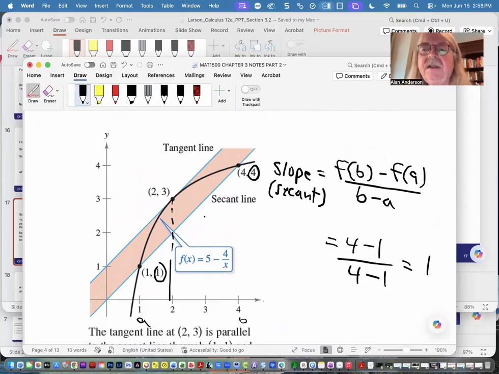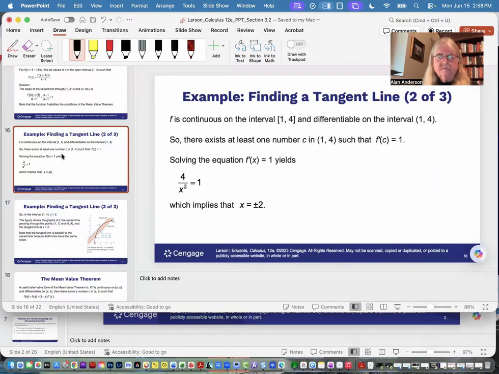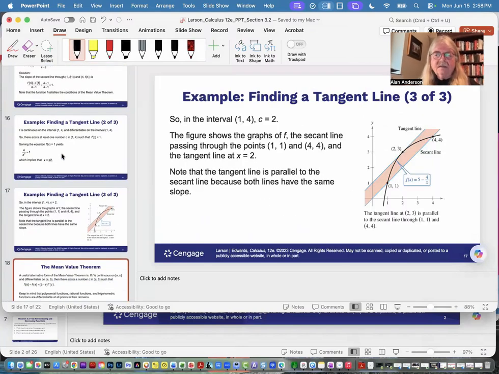We're just saying that the tangent line and the secant line, for whatever endpoints we chose, the slope of the secant line, whatever it is, there's another point inside this interval such that the tangent line has that slope. That is the mean value theorem. All right. So yeah, that's that.